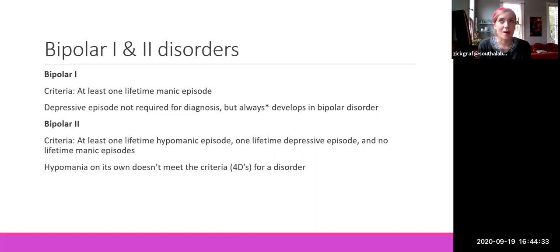Also, as bad as people are at remembering depressive episodes, they may also be pretty bad at remembering hypomanic episodes or at distinguishing hypomania from normal happiness and excitement. So to diagnose someone with bipolar 2, you have to be pretty sure that they have had depression at some point in their life and that they've had hypomania at some point in their life. Because if it's just hypomania alone, it's arguably not a disorder.